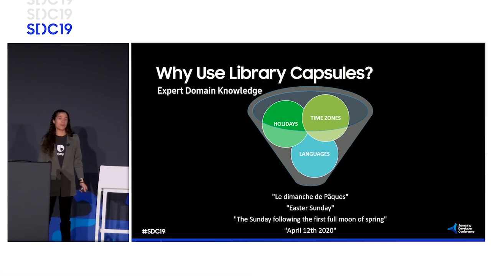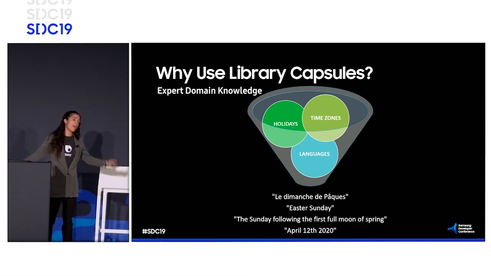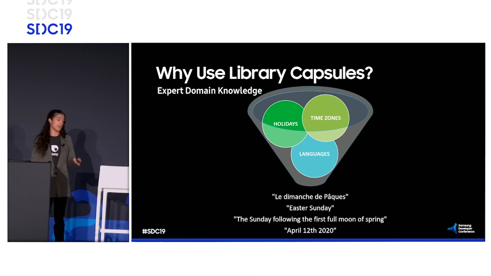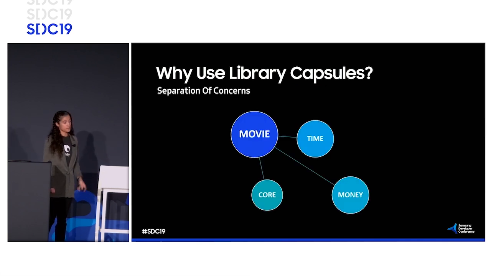So the time library will handle all this complex knowledge for you and provide the expert domain knowledge so that you can focus on what you do best, in this case, the movie domain. And as a side effect of this, you get a great separation of concern, which is really an engineering best practice. All your code in your capsule is focused on movies, and everything related to time is encapsulated in the time library. And this makes it much easier to maintain your code moving forward.